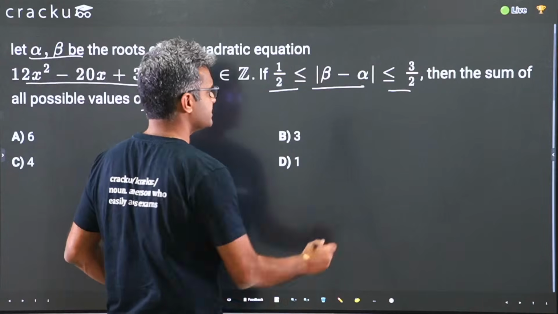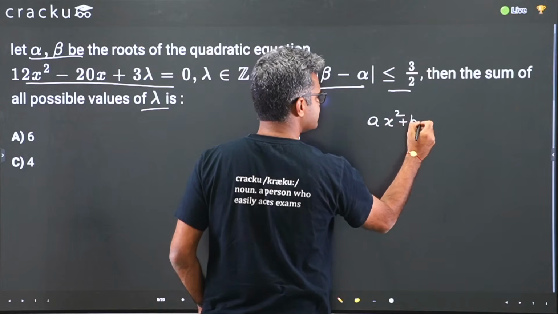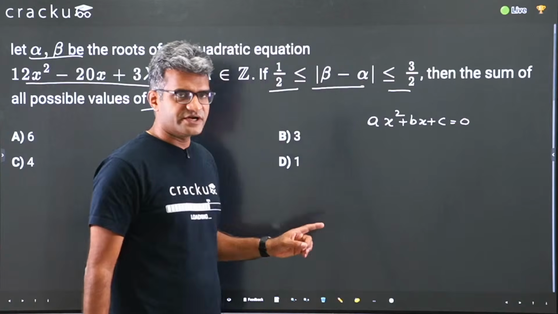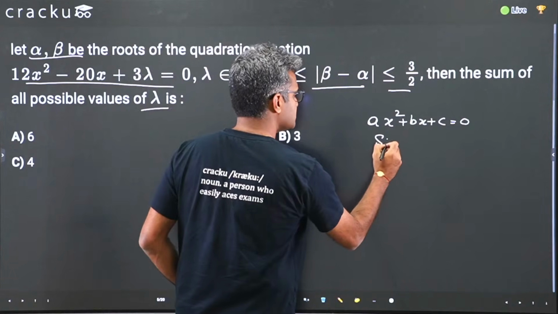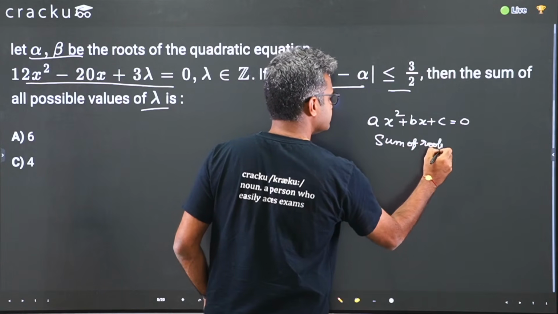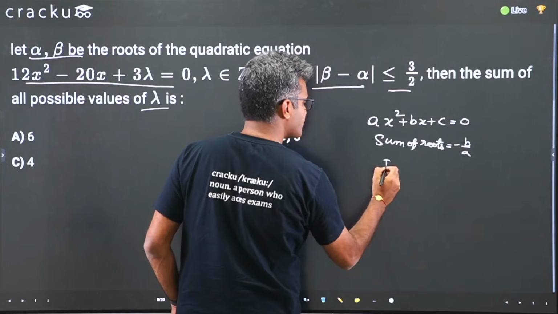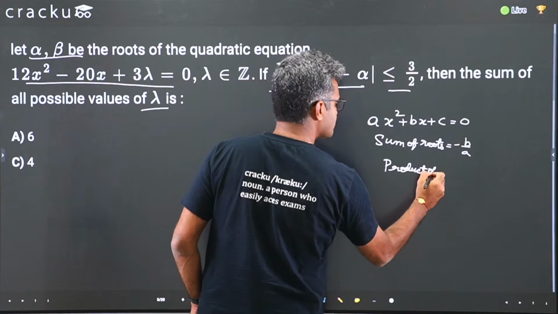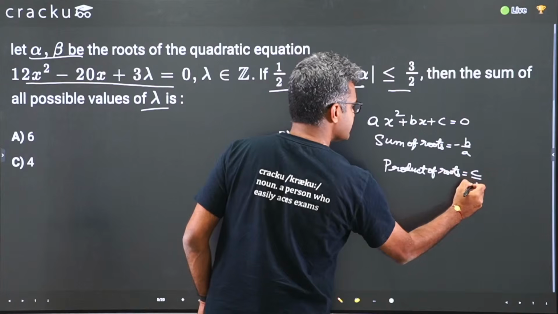If you are given a quadratic equation of the form ax square plus bx plus c is equal to 0, this quadratic equation will have 2 roots. What is the sum of the 2 roots? Sum of roots is equal to minus b by a. And what is the product of roots? The product of roots is equal to c by a.